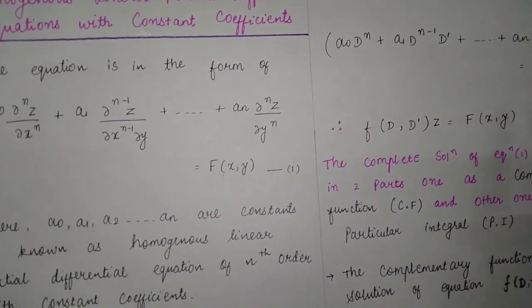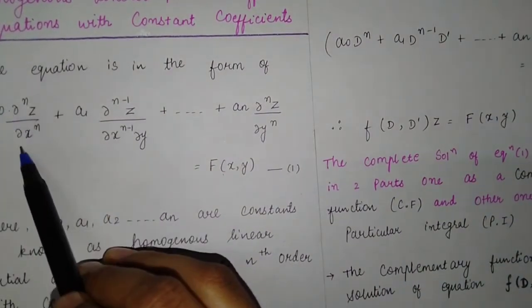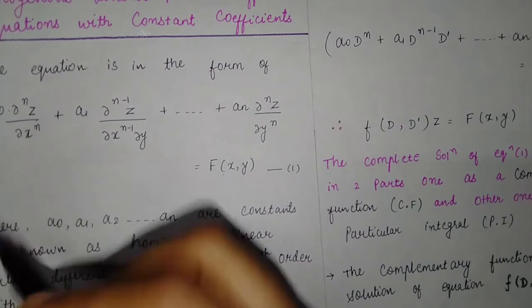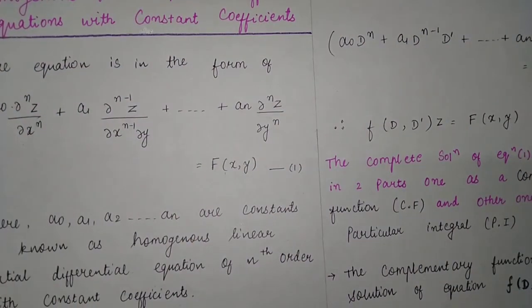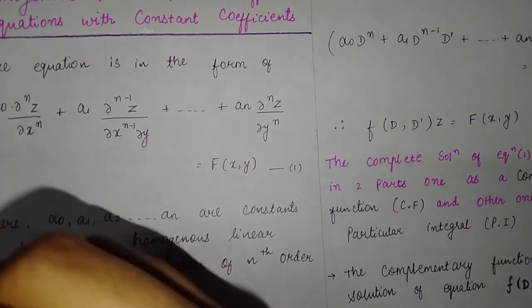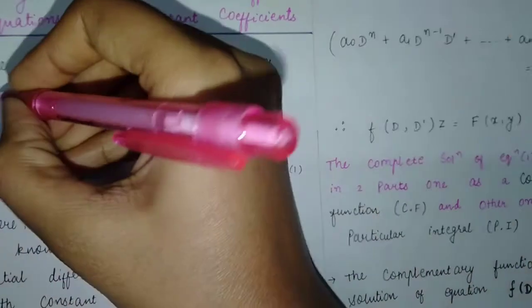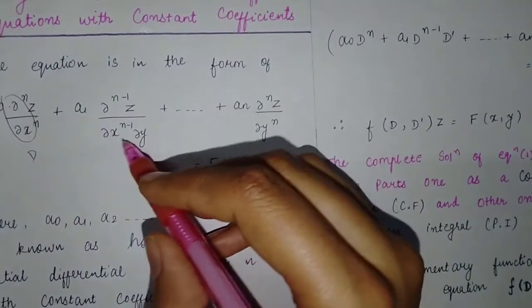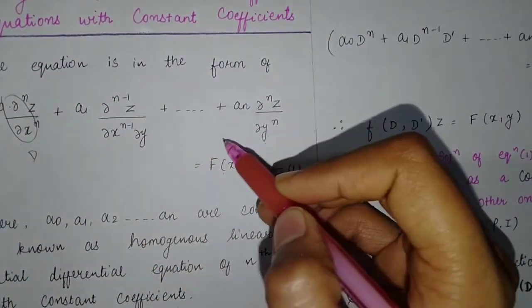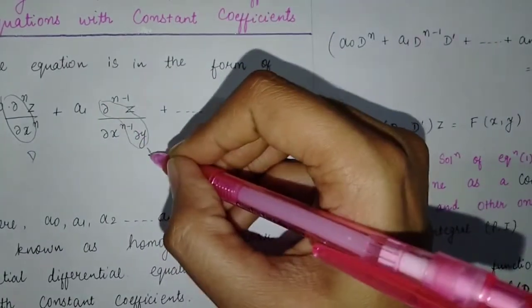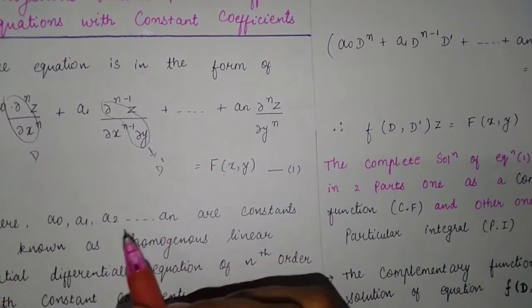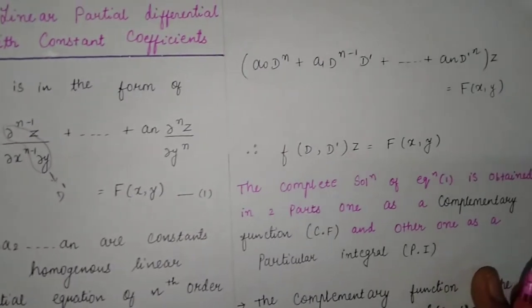Okay. Here in place of del by del x, you have to put capital D. And here in place of del by del y, you have to put D dash. In place of del by del y, you have to put D dash. So your equation will be like this.